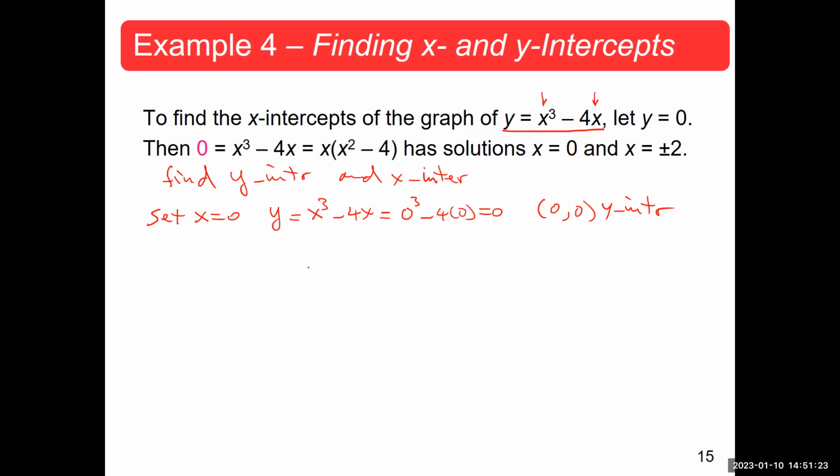We got that one. How about the x-intercept? Set y equal to 0 to find the x values. Okay, let's do that. So 0 equals x cubed minus 4x.